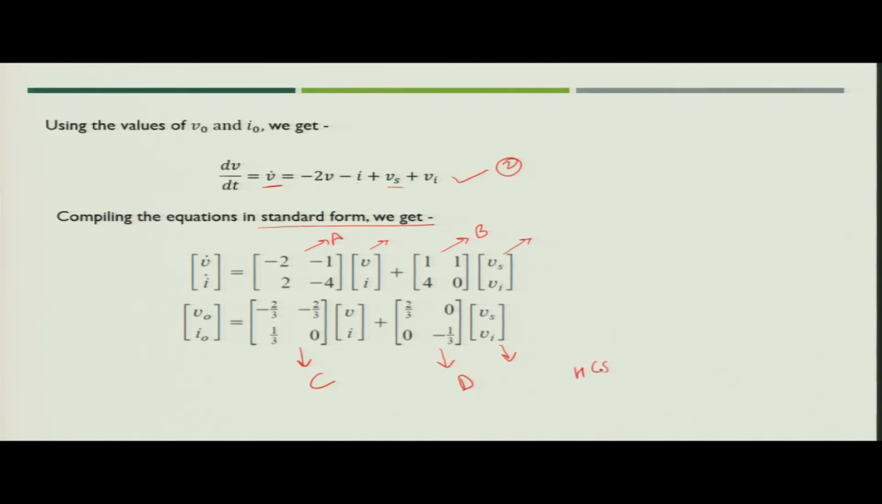So, the transfer function you can simply calculate as C times S I minus A inverse B plus D. Put the values of A, B, C, D in this matrix and simplify, and you get the transfer function H of S. So, with this we can close our today's discussion.